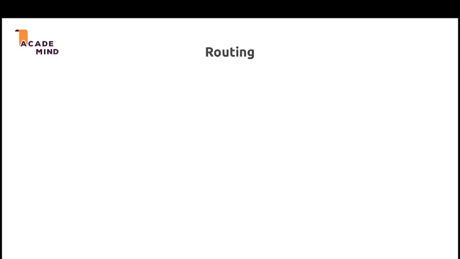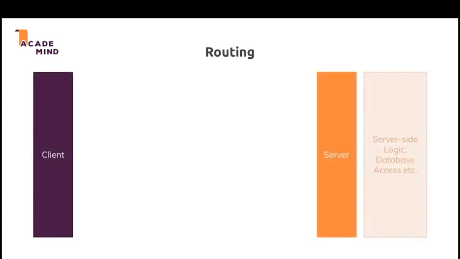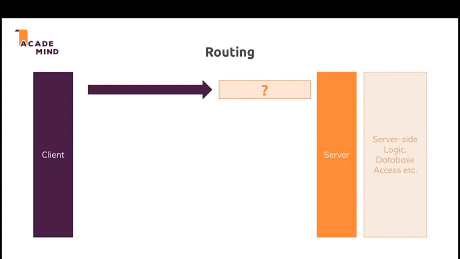Now that we learned what the core idea is and how we transfer data, and that data is king in a REST API, let's have a look at the routing. So how do we communicate between client and server? So we got client and server, and on the server we got our server-side logic, we reach out to the databases, and so on. Now we send a request from the client to the server. And how do we do that?